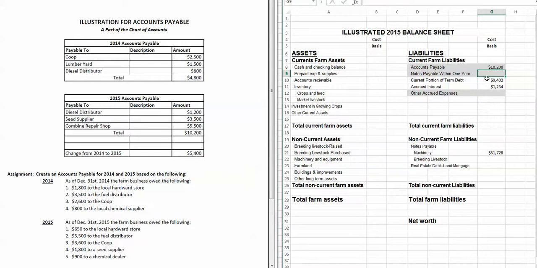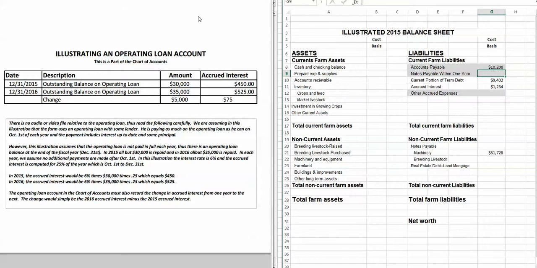Okay, so now what's notes payable? Well, it's essentially the same thing, but it really refers to something like an operating loan. Suppose that this farm had an operating loan at the beginning of 2015, borrowed maybe $500,000. But sometime in November, they had some cash and they paid most of the operating loan off. But what they didn't get paid off was, say, $30,000. Okay, so here's our chart of accounts for the operating loan of $30,000.